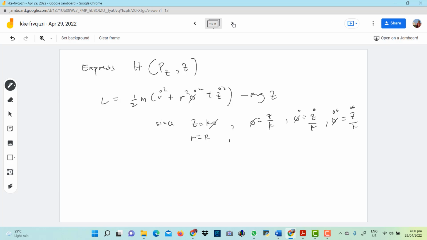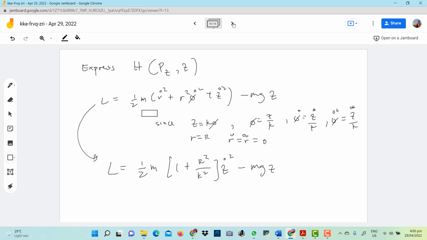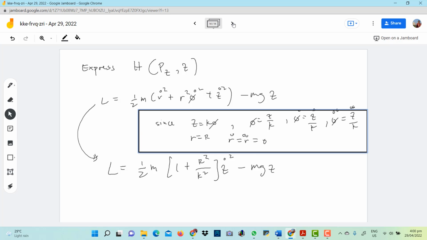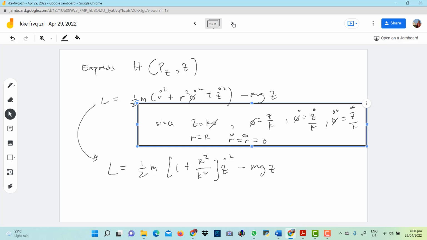So using the equations of constraints, the Lagrangian can be reduced into one single variable in terms of z, which is just equal to 1/2 m (1 plus r squared over k squared) z dot squared minus mgz. Okay? Using the equations of constraints, we can reduce the Lagrangian into that one, in terms of z only. So, therefore, the Hamiltonian is just equal to this.